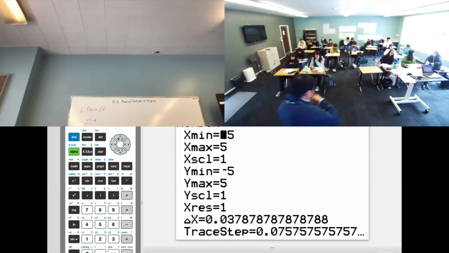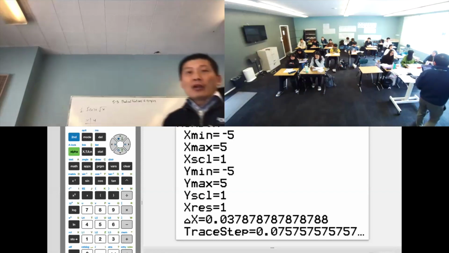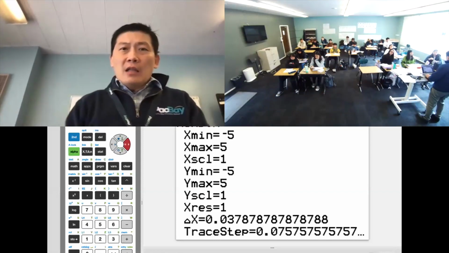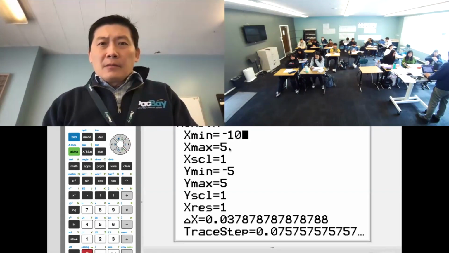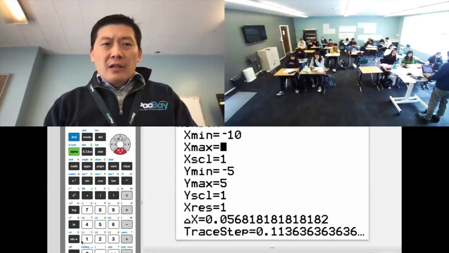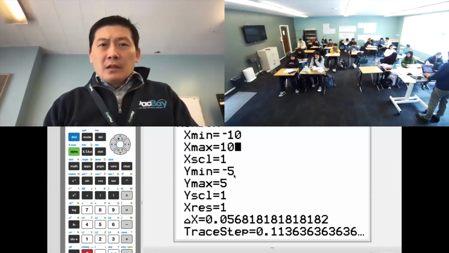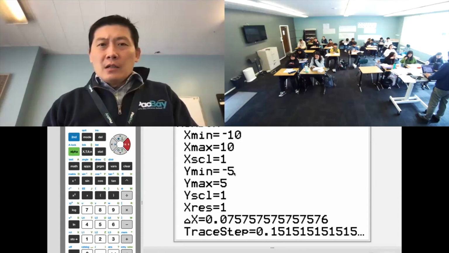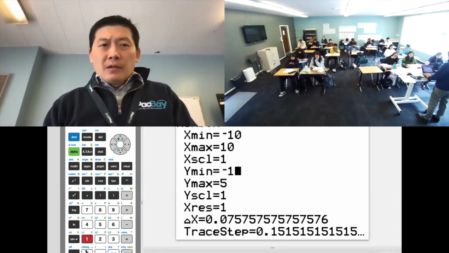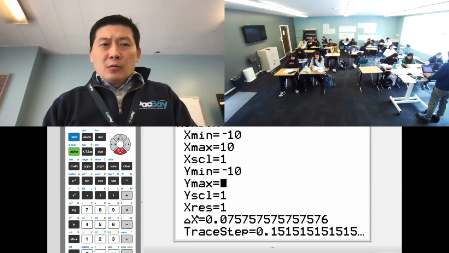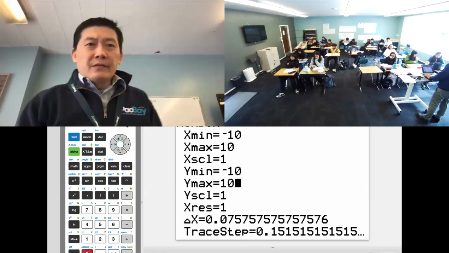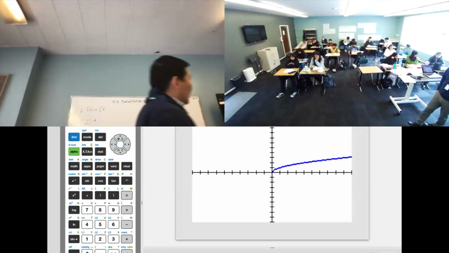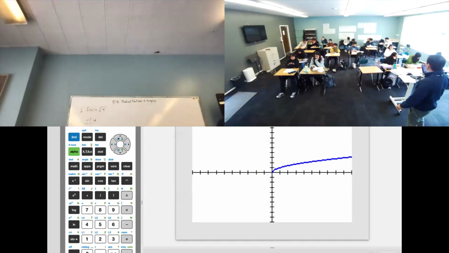Now one could say I want this to be -10 to +10, and then over here, exactly the same way, -10 to +10. And then you graph this. Right, it just gives you a little bit more.